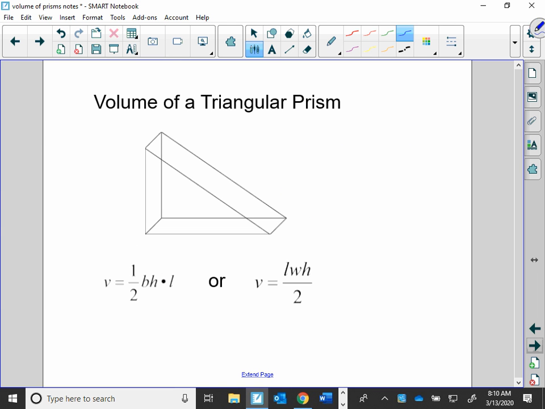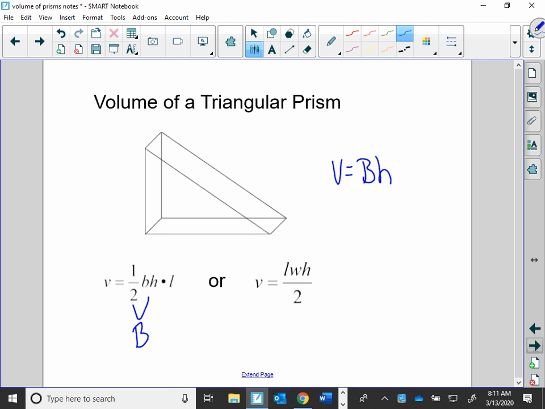Moving on to our next example, volume of a triangular prism. Now, volume of a triangular prism, it's the same thing. This is going to be our big B, okay? Because we have a triangle, we know that we are going to say volume is equal to big B times H, or if you want to leave it as volume is equal to 1/2 base times height times length, you can. All right?